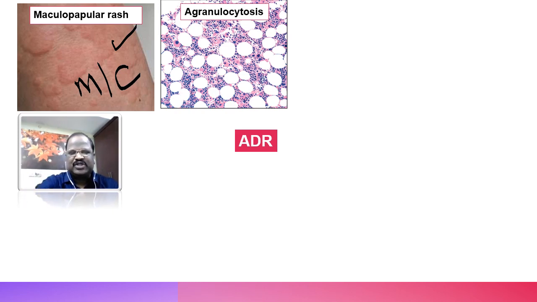But the most serious adverse effect of thioamides is agranulocytosis. Remember, this is very important. The most serious problem is agranulocytosis. That's why if a patient on thioamide complains of sore throat or recurrent fever, think of agranulocytosis and estimate the blood count. So one of the most serious adverse effects of thioamides is agranulocytosis.